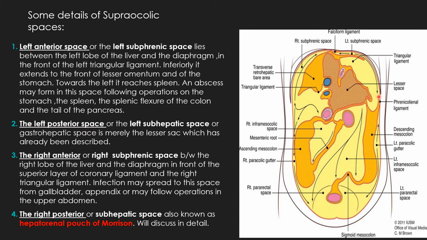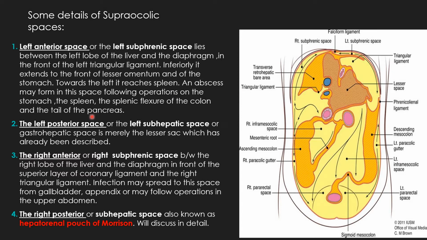So the left subphrenic space, also known as the left anterior space, is present between the diaphragm and the left lobe of the liver, in front of the left triangular ligament, and inferiorly it reaches the stomach, as well as on the left it reaches the spleen. And the abscesses in this area are usually derived from the pathologies that involve the spleen, the splenic flexure of the colon, the stomach, or the tail of the pancreas.